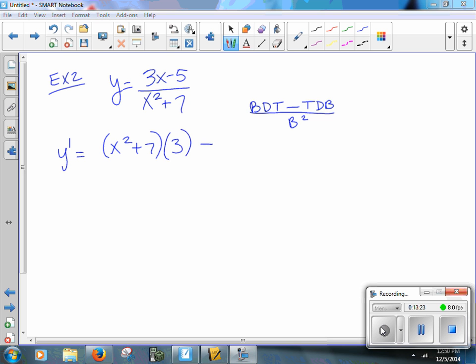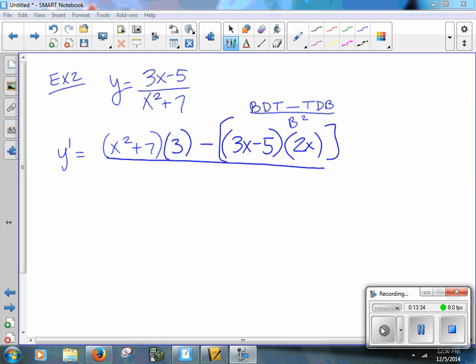The derivative of the top is 3 minus your top function, which is 3x minus 5, is 2. And the derivative of the bottom is 2x. Now I can get 2x, but you didn't get 3x, because the derivative of 3x minus 5 is 3.